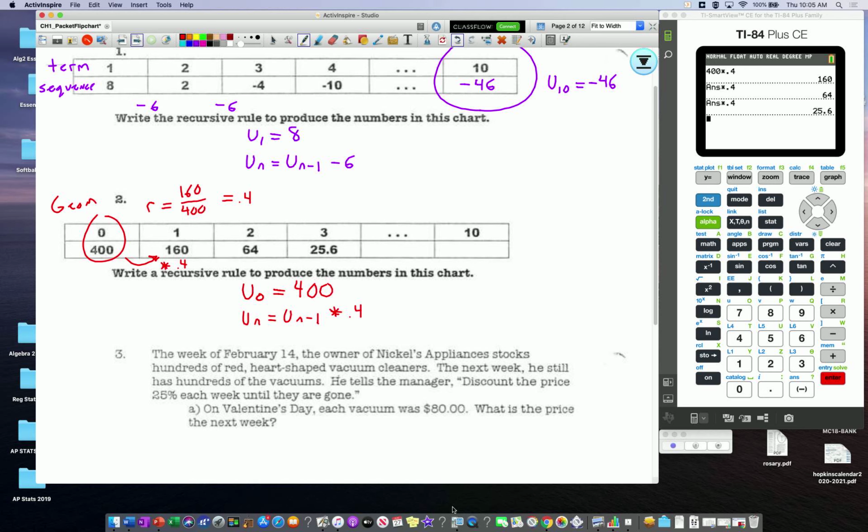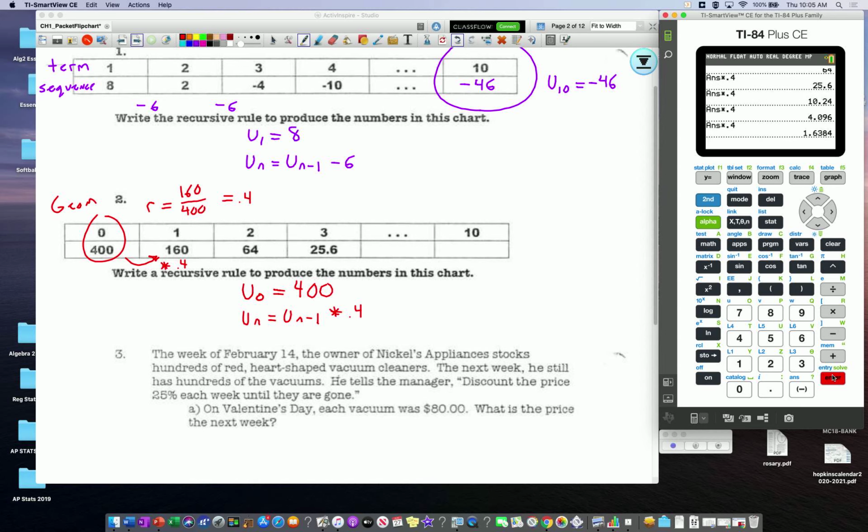So to find the 10th term, remember how this started, 400 was actually the 0 term. So that's the thing we've got to be careful about. First term, second, third, fourth, fifth, sixth, seventh, eighth, ninth, 10th. Wow, tiny, tiny, tiny, 0.04, and I'll just go 19. Just keep it as that.